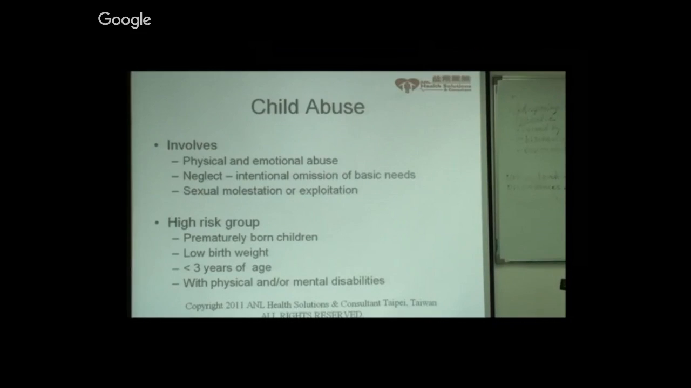Prematurely born children, those who have LBW, low birth weight, and less than 3 years of age, so infants. Also children with physical and or mental disabilities. What is a good example? Children with autism, cerebral palsy, Down syndrome. Physical or mental disorders.